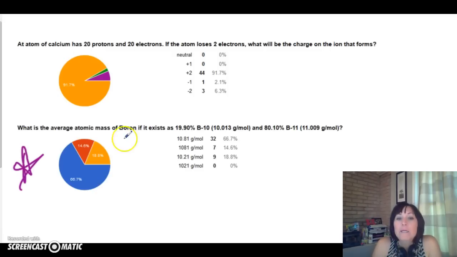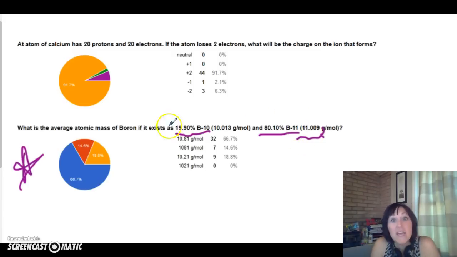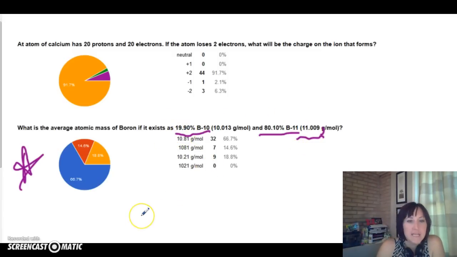You can do the math, but remember in CC how we talked about getting a guesstimate answer before you start, right? So we have two different boron isotopes naturally occurring. We have one at 80% and one at about 20%. So 80% is B11. You can see that its mass is 11.009. So my answer should be closer to 11 than to 10.